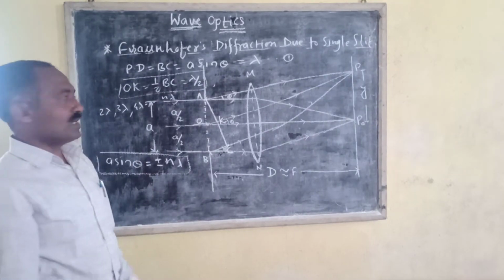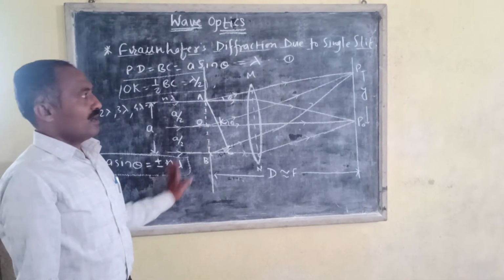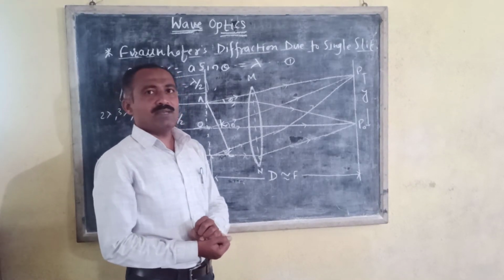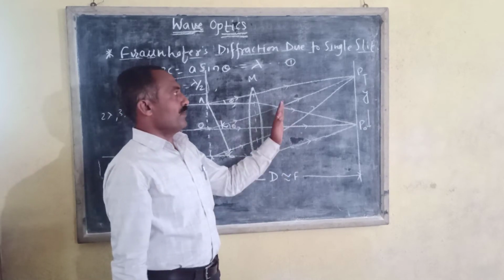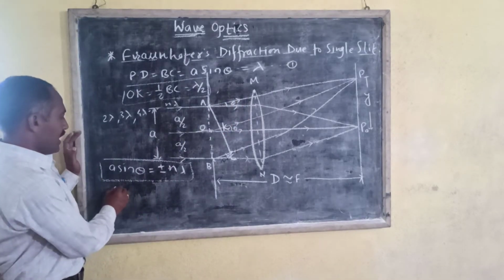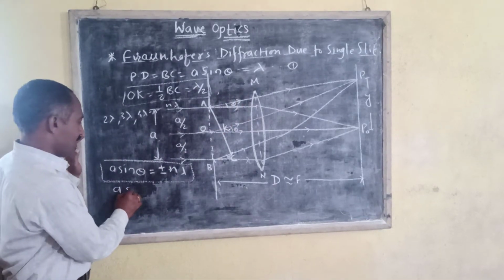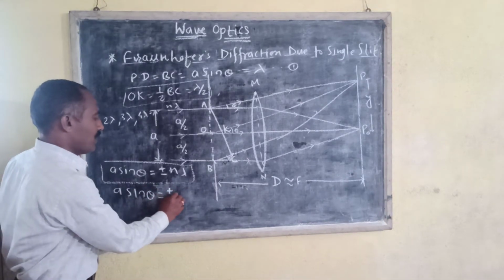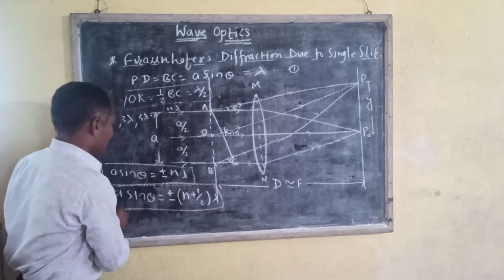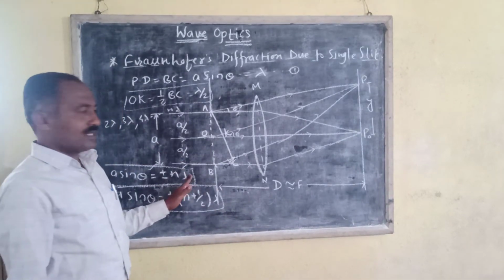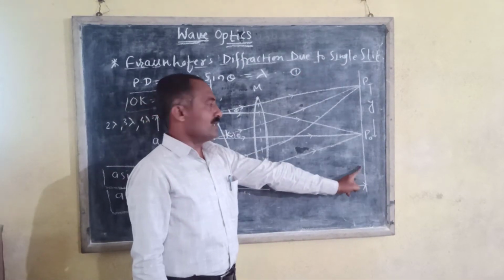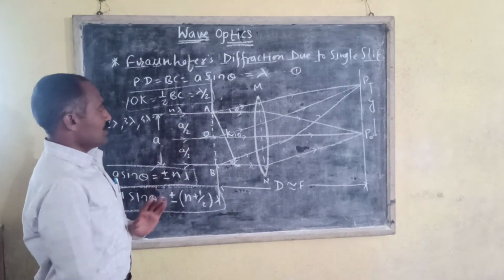This is the condition for dark points, that is minima, on the screen, and as the maxima, that is bright fringes, lie in between two minima, the condition for bright fringes on the screen is path difference a sin theta equal to plus minus (n plus half) into lambda. These are the conditions for bright fringes and dark fringes, that is minima and maxima, on the screen. This is the Fraunhofer diffraction due to a single slit.